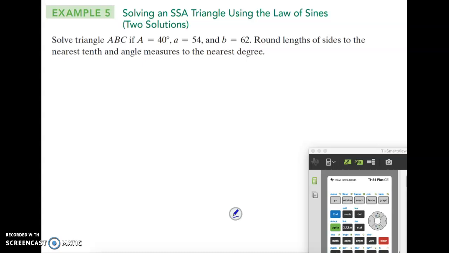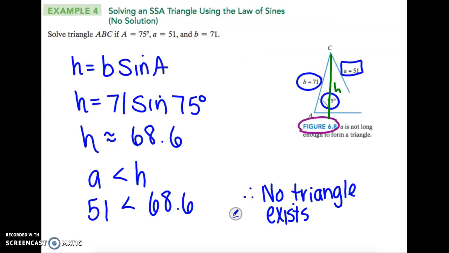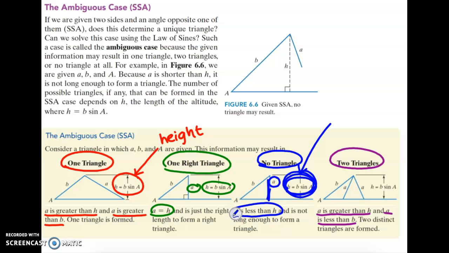Here's the law of sines, example 5 from your book, where we're going to have two triangles that are going to exist with a side-side-angle triangle. So we want to solve this triangle, finding the missing two angles and one side. If you remember from the previous video where we have to find the height, I'm going to be looking at this purple writing here where we want to find this height right here. To find that height, we multiply side B times the sine of A.